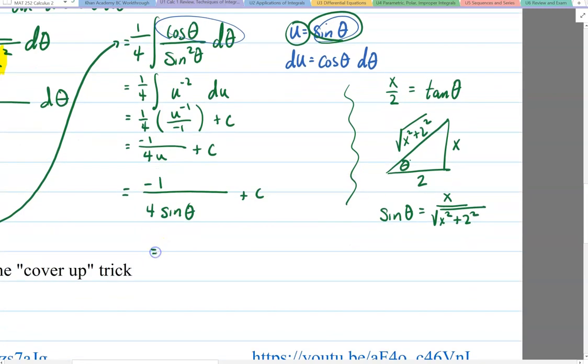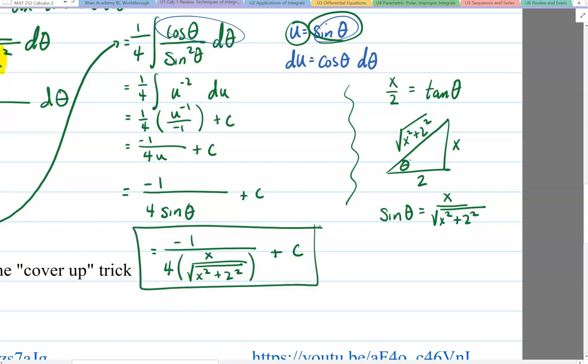So here we go, final answer perhaps. We have negative 1 over 4 times sine theta, and sine theta was just established as x divided by square root x squared plus 2 squared, and all of that plus c. Now, I'm okay with this as a final answer. However, since we are using Math Excel, they may request that this is simplified a bit further.